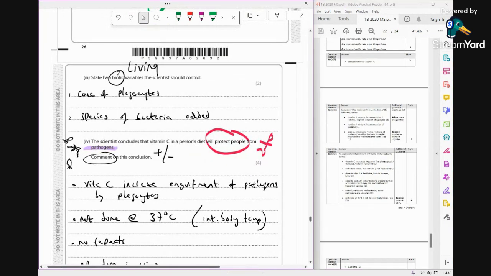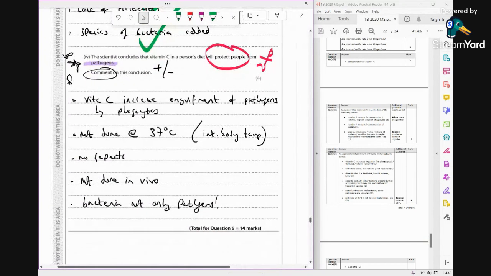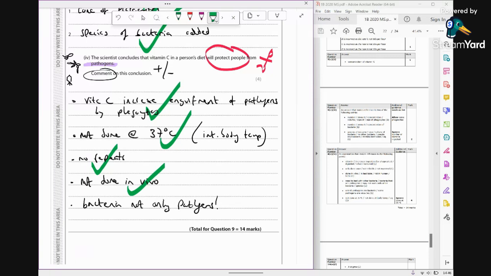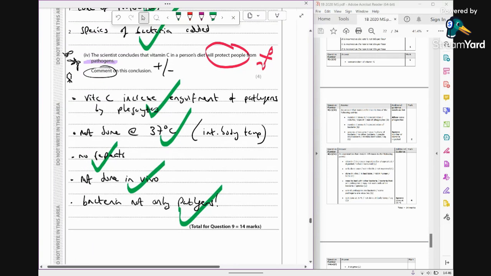Concentration of phagocytes. Yeah, concentration. Species of bacteria, yes. Vitamin C increases ingestion by phagocytes, yes. Or engulfment is the word for that. Only done once, not repeated. Yes. Not done at 37, yes. Not done in vivo. Done in vitro. Okay, that's the same as not in vivo. Bacteria, not only pathogens. Not all pathogens are bacteria. Oh, lovely.